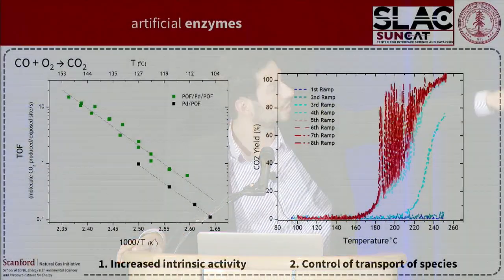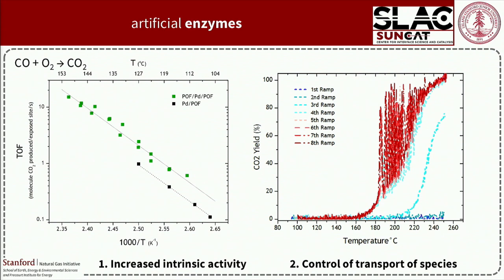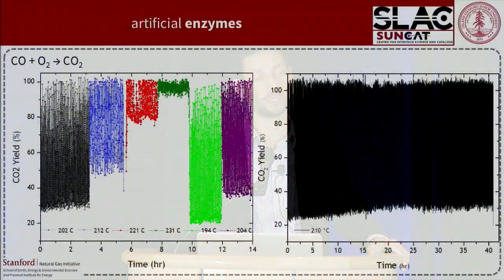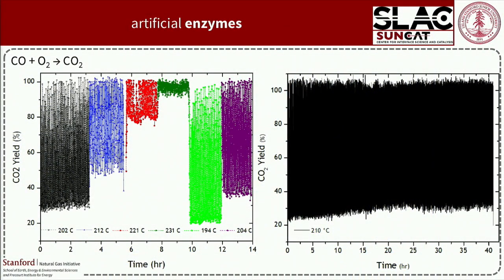And we can also get control over the transport of species, because those oscillations in reactivity that you see at increasing temperature mean that we are changing the reactivity inside these pockets, and that CO2 is confined in the pockets, and it's changing the reactivity of the system, going from a high activity state to a low reactivity state. And we can repeat this. These materials are very stable for many, many hours, and they show these CO2-induced oscillations that we hope we can use also to induce selectivity.